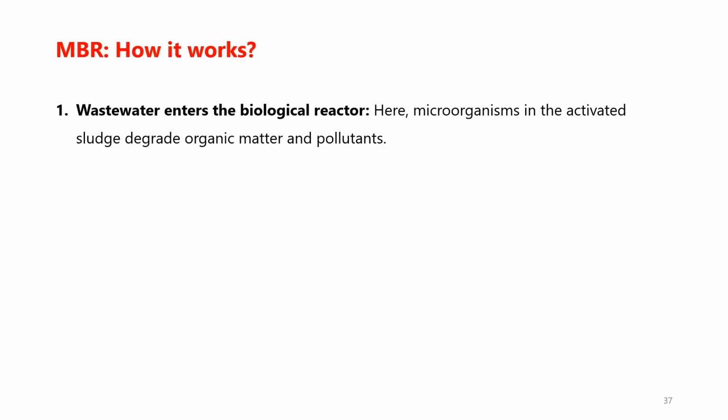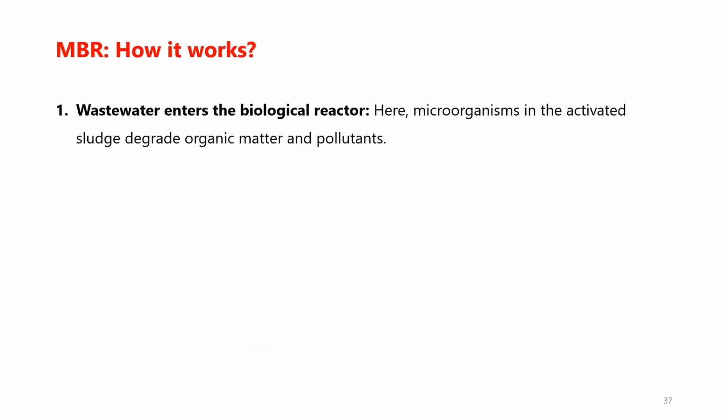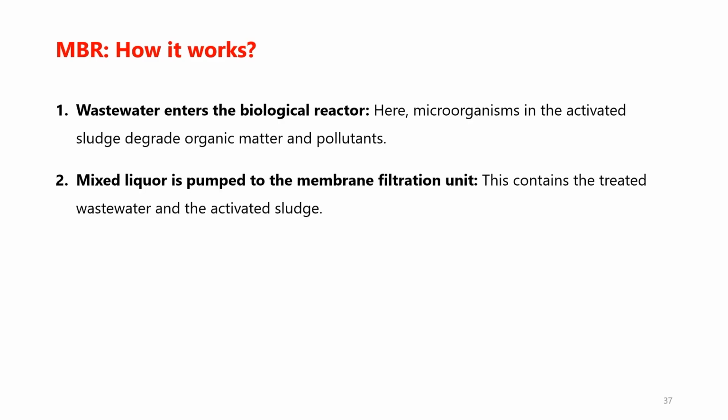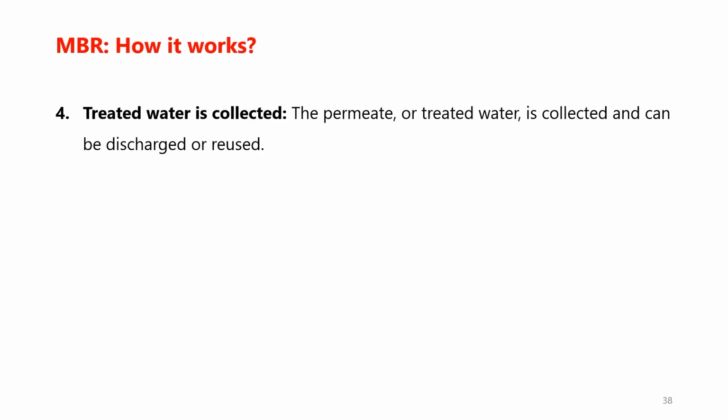How does a membrane bioreactor work? Wastewater enters the biological reactor, as you can see in both the cases from the top, and here microorganisms in the activated sludge degrade organic matter and pollutants. Mixed liquor is pumped to the membrane filtration unit. This contains the treated wastewater and the activated sludge. Pressure is applied on the mixed liquor. This forces the water and dissolved molecules through the membrane, leaving behind a concentrated stream of solids and microorganisms.